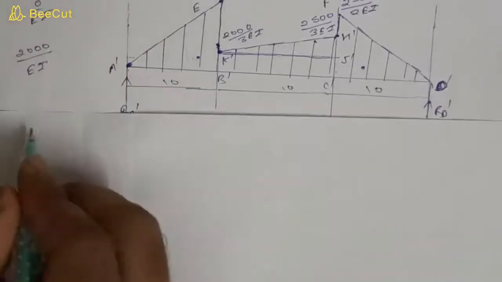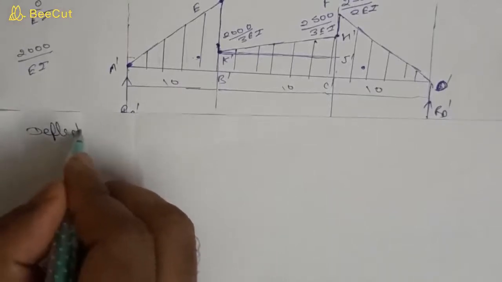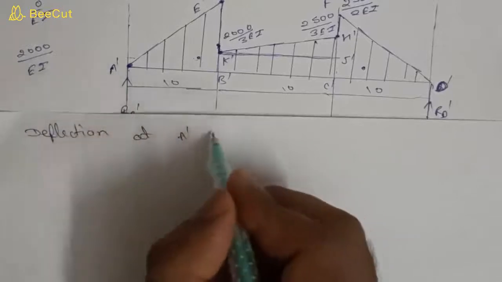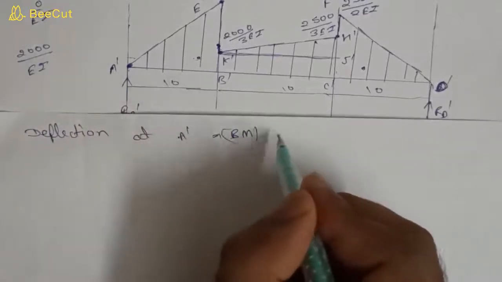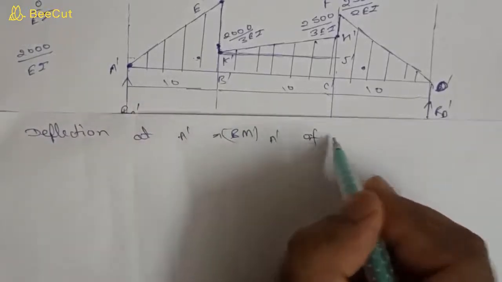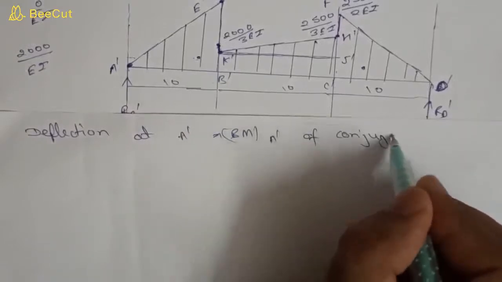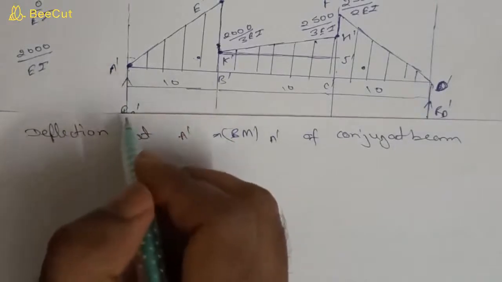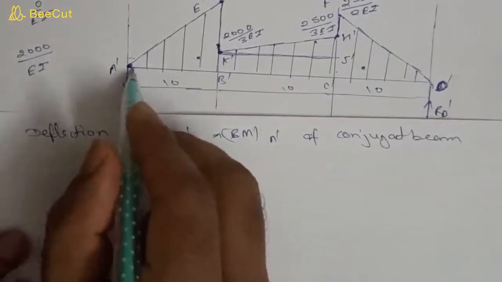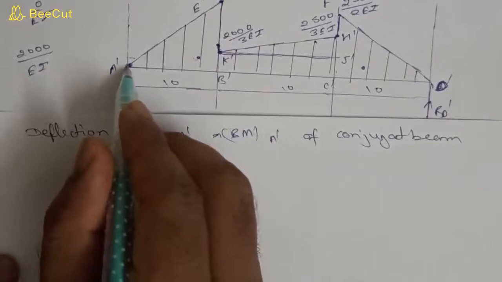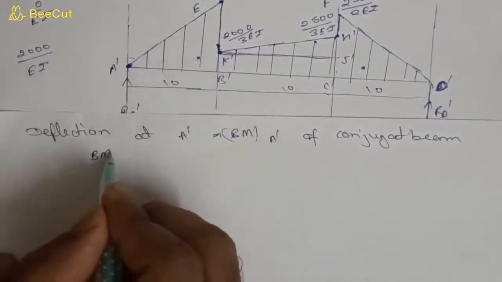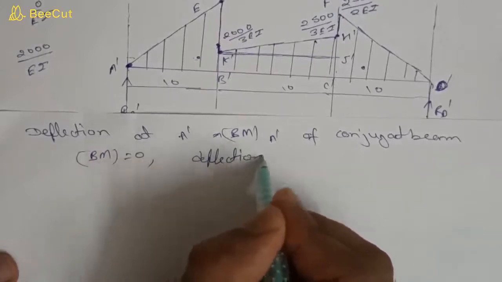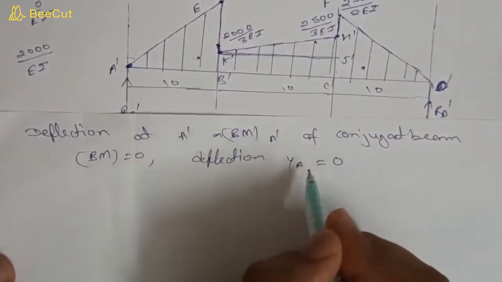So deflection at A dash will be equal to the bending moment of the conjugate beam at A dash. Okay, so this load is RA dash into X, it will be the bending moment. So X is 0 here, so the bending moment will be 0. So deflection YA will be equal to 0.